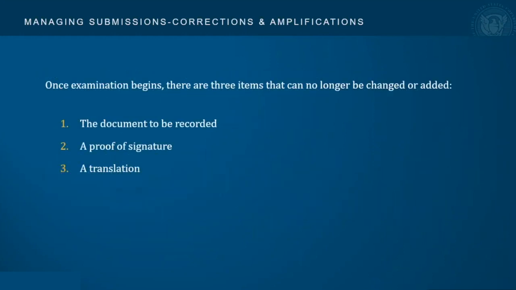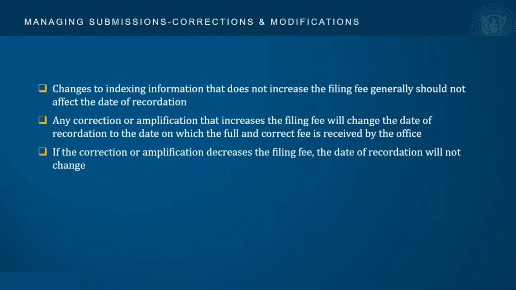Once examination begins, there are 3 items that can no longer be changed or added: the document to be recorded, a proof of signature, and a translation. Changes to the indexing information that do not increase the filing fee generally should not affect the date of recordation. If any correction or amplification increases the filing fee, the date of recordation will change to the date on which the full and correct fee is received by the office. If the correction or amplification decreases the filing fee, the date of recordation will not change.